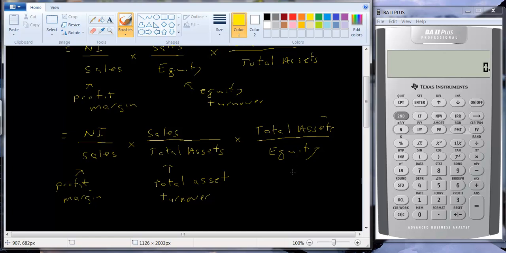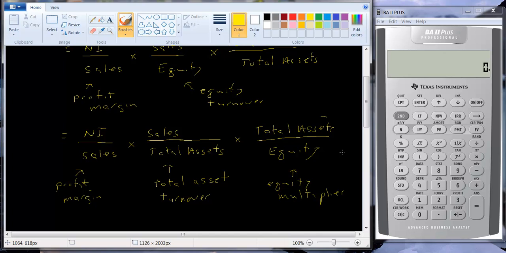And here we have a measure of leverage. This is what we call the equity multiplier. This tells us how much debt are we using to finance the firm. Total assets are going to be equal to liabilities plus equity. So implicitly here, when we look at this ratio, we're figuring out what level of debt we're using relative to equity.